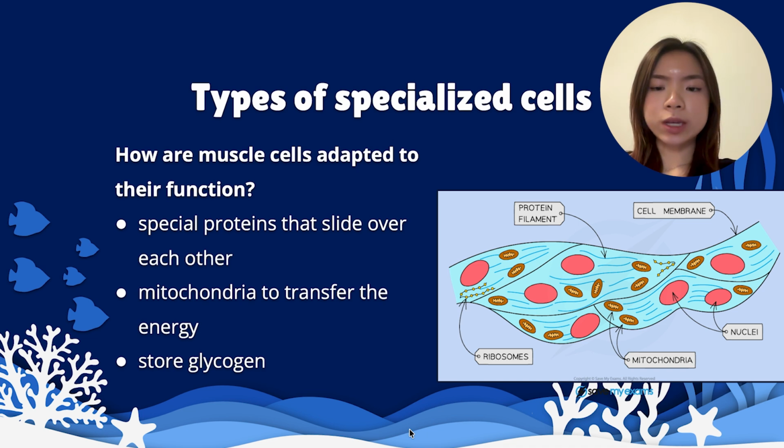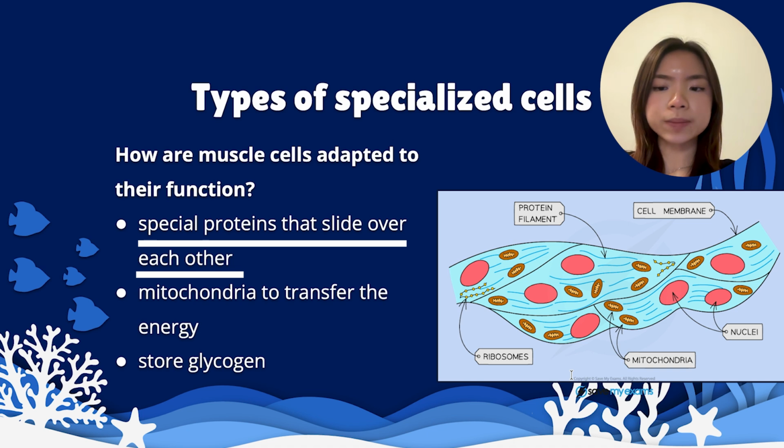Another type of muscle cell are smooth muscle cells. And these are the ones that you can find in your digestive system. These help to squeeze and contract to move food throughout your gut. So right now, let's think more specifically about the skeletal muscles. Skeletal muscles have 3 main adaptations. Firstly, they contain special proteins that slide over each other, and this helps make the fibers contract.